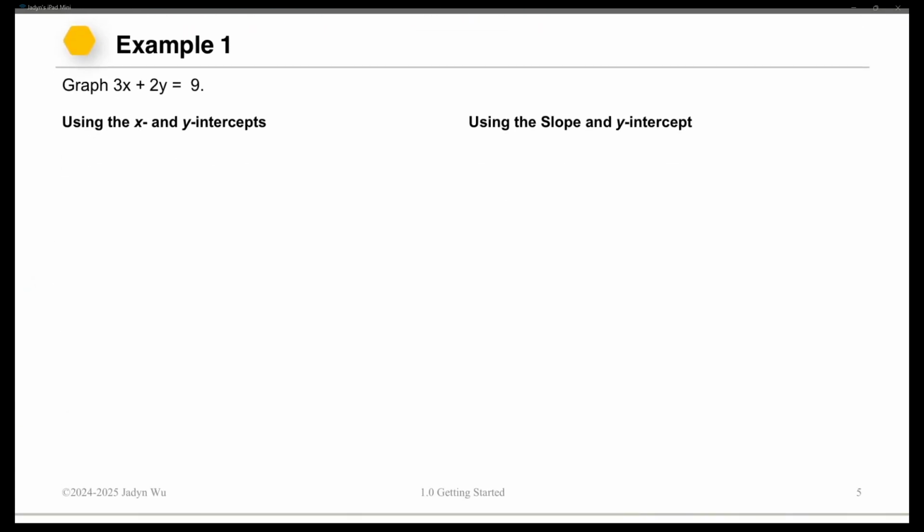And let's see an example. We want to graph the equation 3x plus 2y equal to 9. And there are 2 solutions, either using x and y intercepts or using the slope and y-intercept. So firstly, let's examine using the x and y intercepts. To use the first method, we need to first determine the x and y intercepts. So firstly, we'll let y equal to 0 to find the x-intercept.